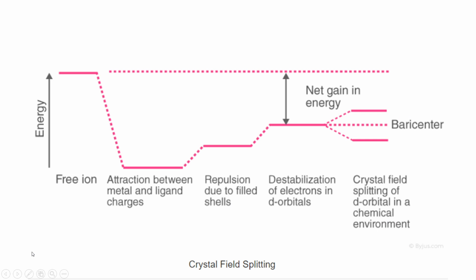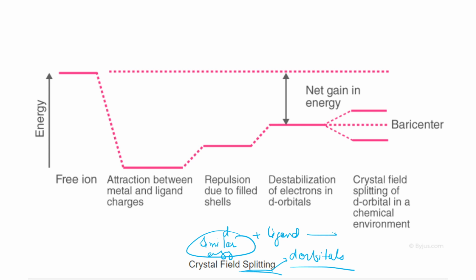So, for now, this defines crystal field splitting. The word suggests splitting. The splitting here is of the d orbitals. Why are the d orbitals split? Initially, the d orbitals had similar energy, but when ligands come, the energy will increase.